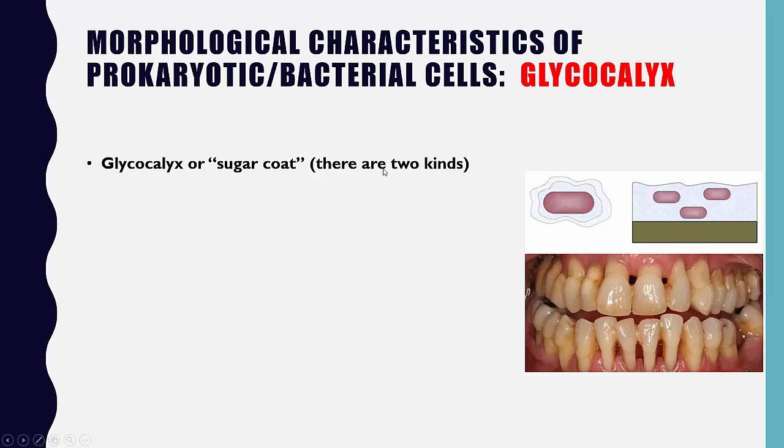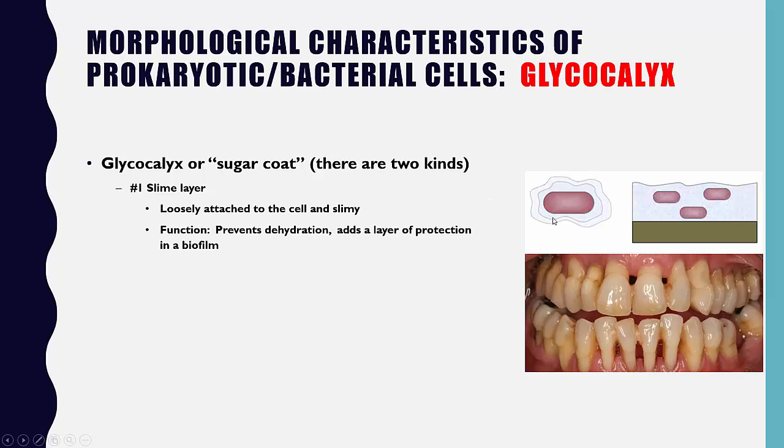Now, there are two kinds that are relevant to microbiology and bacteria. The first kind of glycocalyx is known as a slime layer, and as the name suggests, it's slimy. So this is a sugar coat that is loosely attached to the cell and is very, very slimy. And here you can see this bacteria in this slime layer. They manufacture this and send this out.